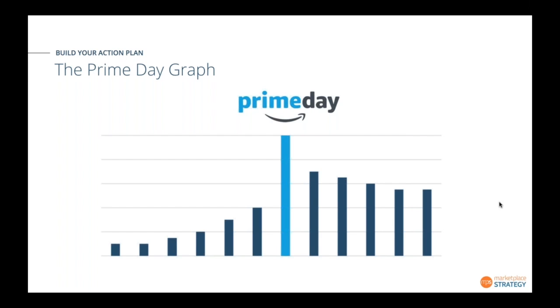is a Prime Day graph that's an ideal situation. This is a sales graph. You can take this as an example of what one product on Amazon would look like in the weeks before and the weeks after Prime Day.